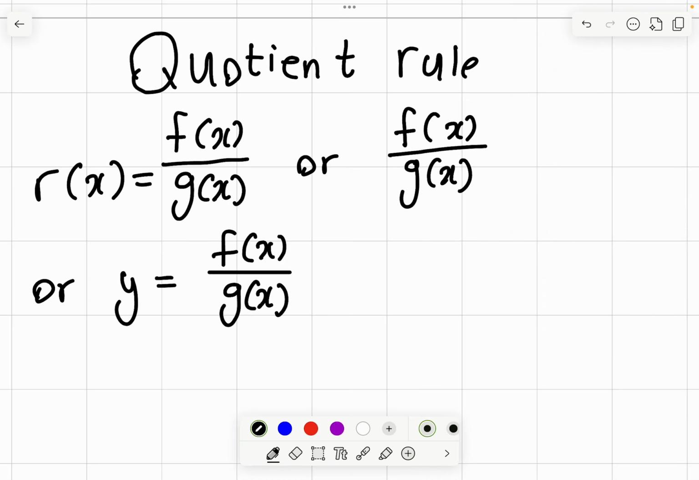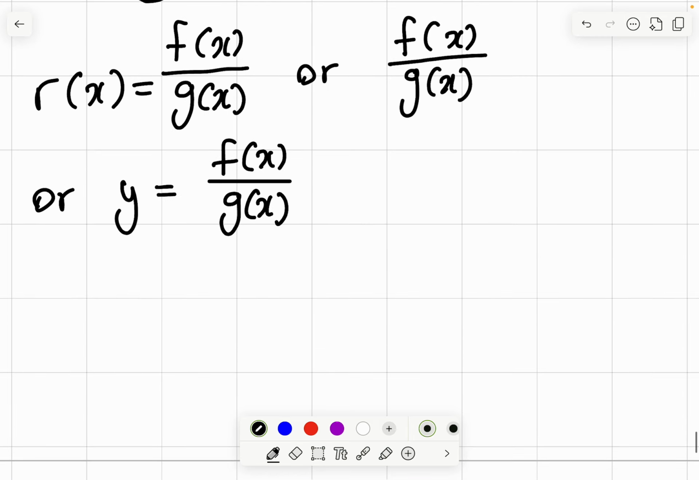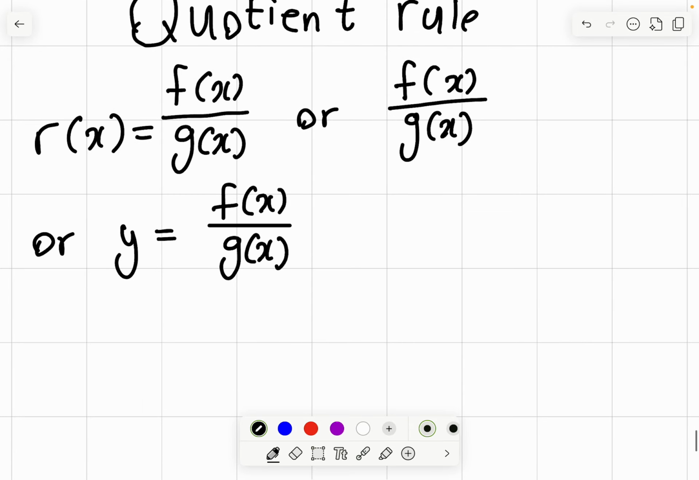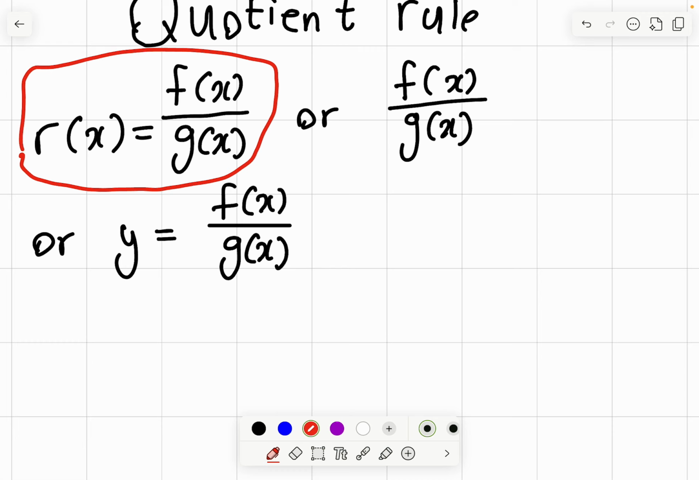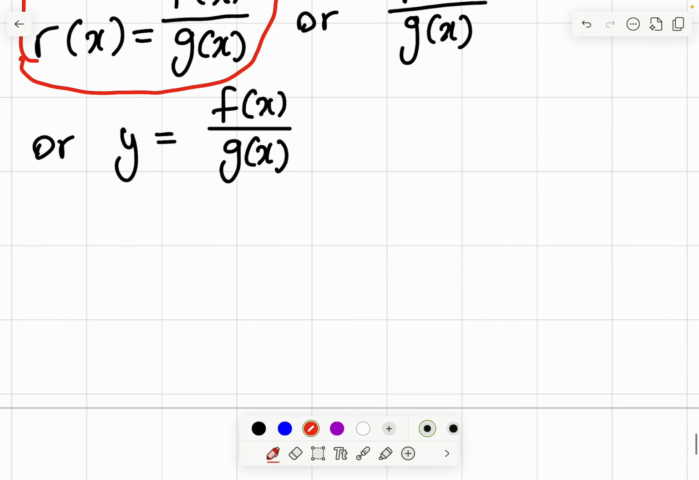So now we are going to differentiate using quotient rule. How do you see quotient rule? You see it when you have two functions dividing each other. So how do you derive this function where r of x is the subject of the formula? They will ask you to find the derivative of r of x.